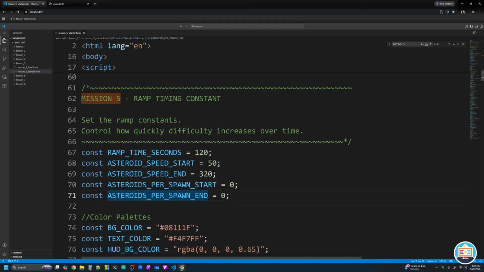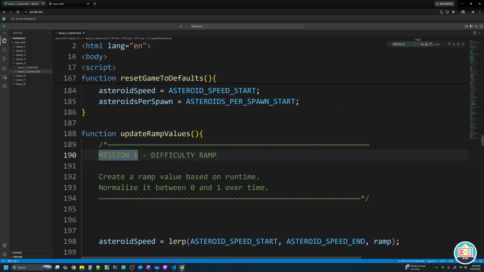And another thing we're going to scale is how many asteroids we spawn or create when it's time to create asteroids. In the beginning, I'm just going to create one single asteroid at a time. But by the end of the game, I'm going to be creating 4 asteroids at a time. So now the question is, how do we go from this beginning value to this ending value in the 120 seconds of time? Well, hopefully, let's go to mission 6 and see if we can figure this out.